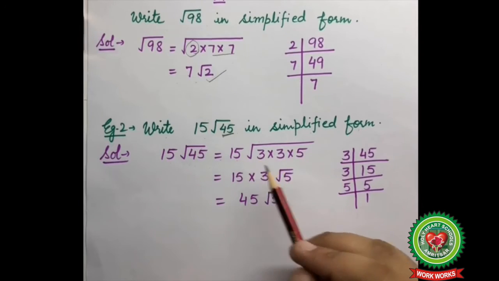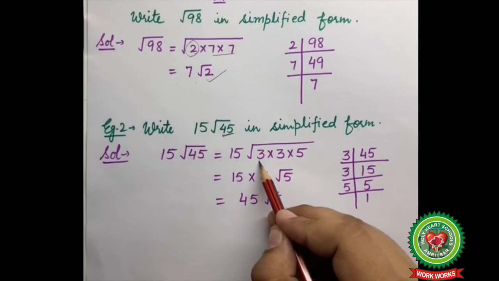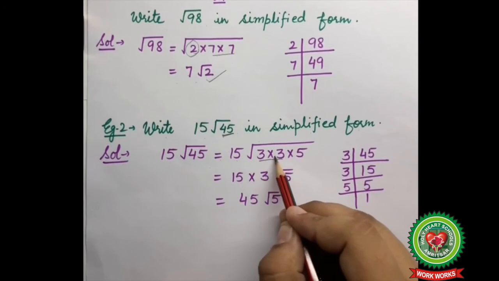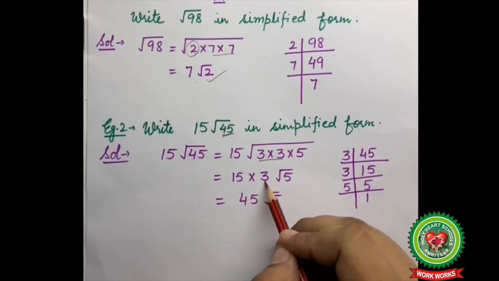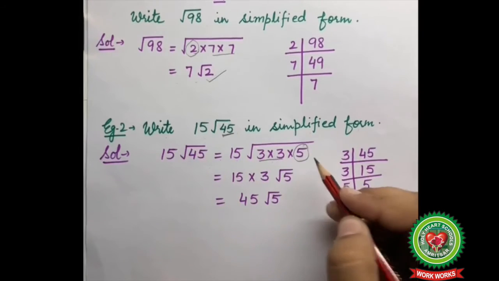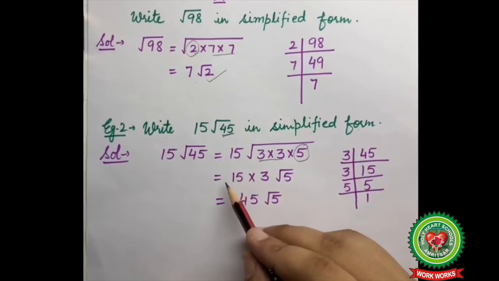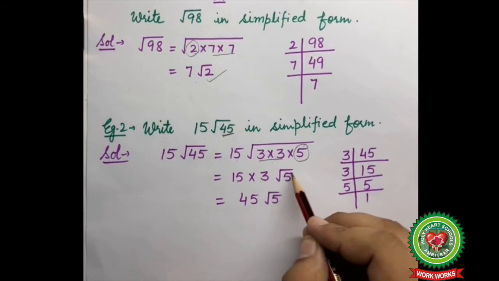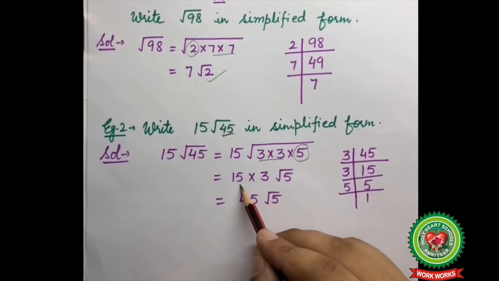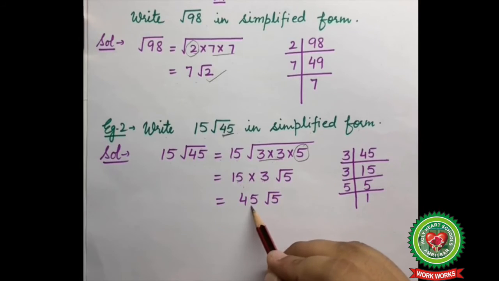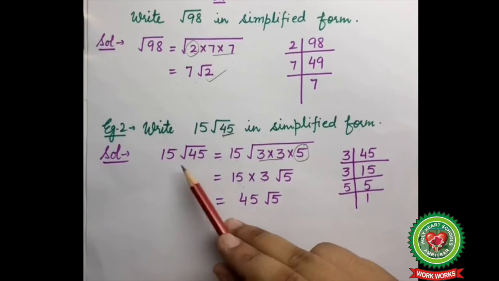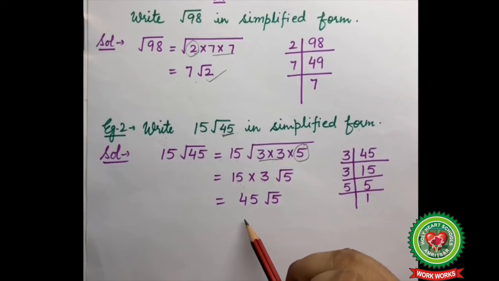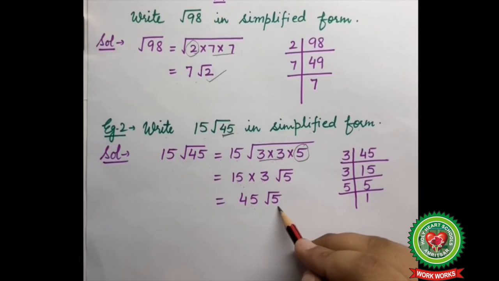Here also the order is 2, so we are going to do the pairing of two terms. So we get the pair of 3. It will come outside and 5 will remain inside. So we are going to write it as 15 multiplied by 3 into square root of 5. Now what is 15 threes? That is 45. So 15 under root 45 will be equal to 45 under root 5.